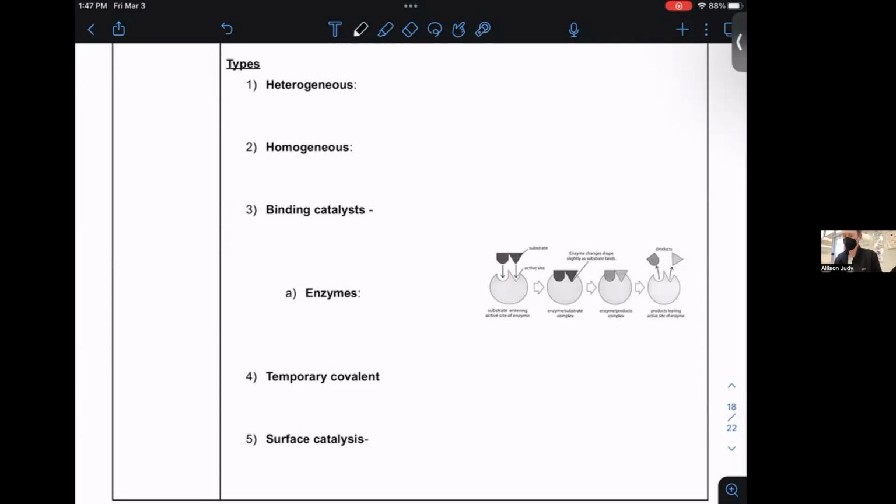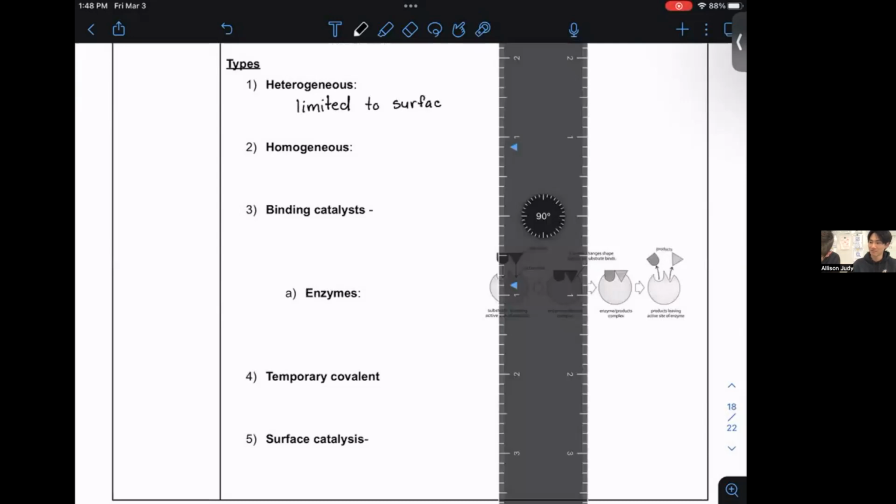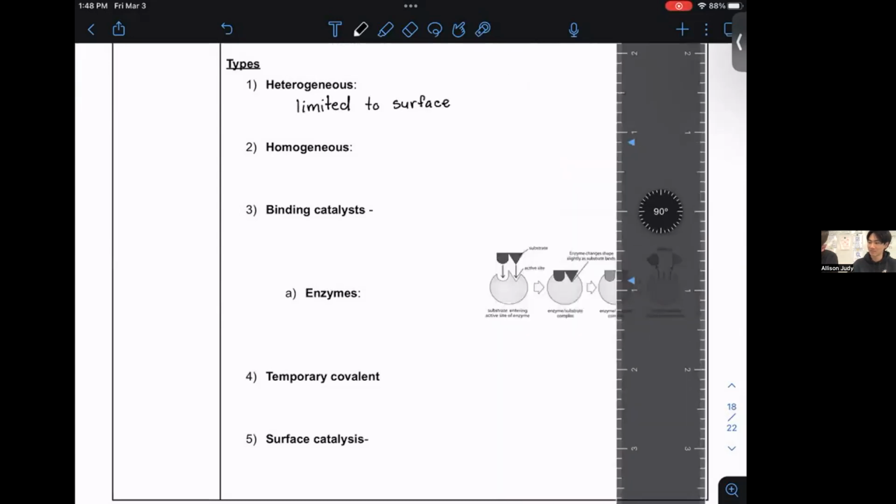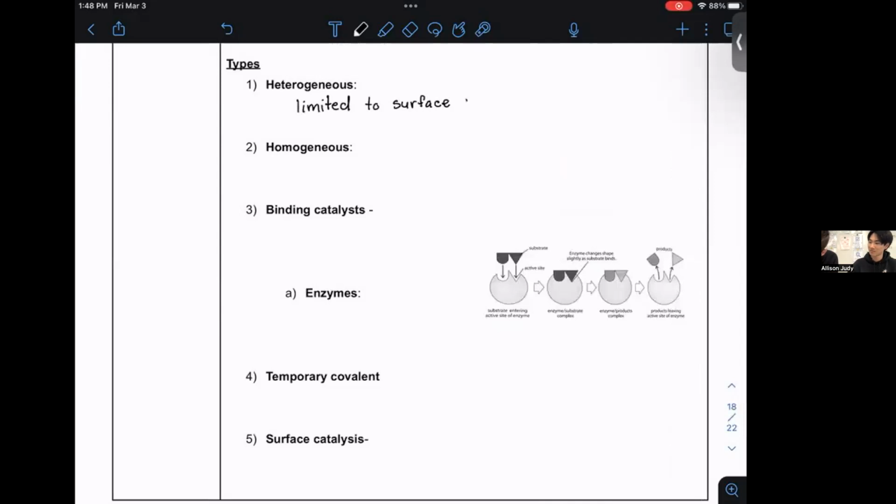So heterogeneous catalyst. You can write. Heterogeneous catalyst is where the reaction is limited to surface area, and usually involves solid state. So we often use a heterogeneous catalyst when we have limited surface area and chemicals in the solid state.